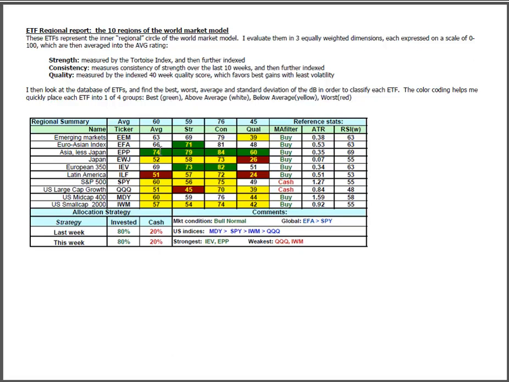EFA at 66 is better than SPY at 60, better on a strength basis too. So it's the globals doing better than the U.S. Inside the U.S., it's mid caps, then large caps, then small caps, then technology. The two strongest sectors are Europe and Asia less Japan. The two weakest are U.S. tech and U.S. small caps.